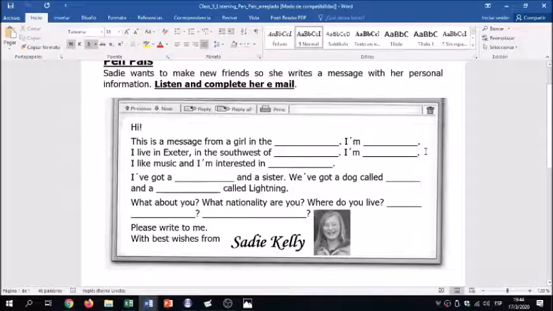Step 2, exercise 3C. Listen to the message in the bottle. 18, Maple Road, Exeter, EX11, 4NP, UK. The 30th of August. Hi, this is a letter from a girl in the UK. I'm English. I live in Exeter in the southwest of England. I'm 12. I like music and I'm interested in computers. I've got a brother and a sister. We've got a dog called Sam and a tortoise called Lightning. What about you? What nationality are you? Where do you live? How old are you? What's your name? Please write to me. With best wishes from Sadie Kelly.